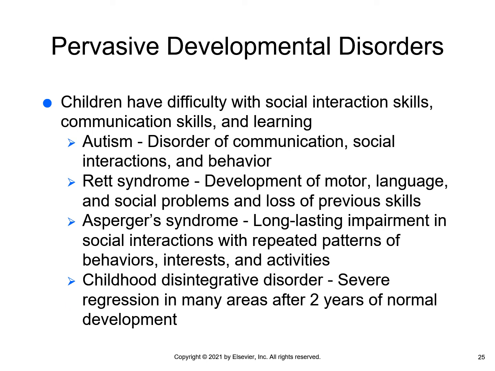Pervasive is defined as having a tendency to spread throughout. When the word pervasive is applied to mental health, it means that a problem is severe enough to affect several areas of functioning. Children with pervasive developmental disorders will often have difficulty in social interaction skills, communication skills, and learning. Their behavior is definitely different from that of children of the same age and developmental stage.